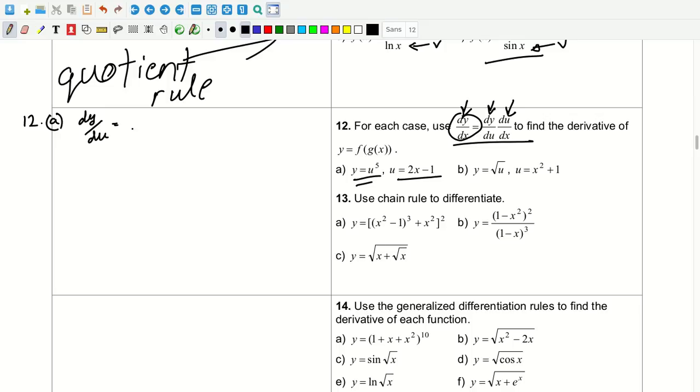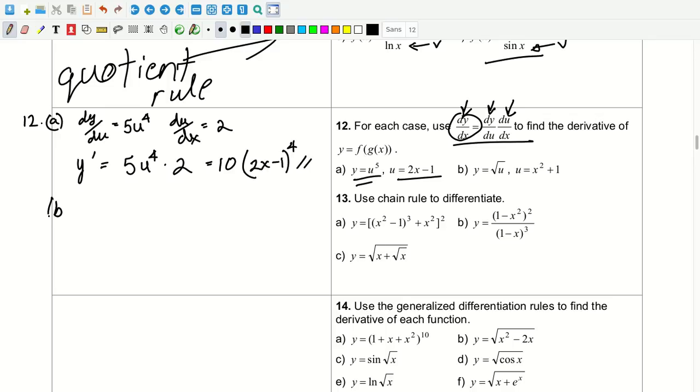So the derivative of y with respect to u is just going to be 5u to the 4. That's power rule. No problem. du dx is equal to 2, the derivative of 2x minus 1. To get my final answer, y prime, just multiply them: 5u to the 4 times 2, so 10u to the 4. But what's u? u is 2x minus 1. So all I have to do is change that to 10 times (2x minus 1) to the 4, and I'm done. Part B.